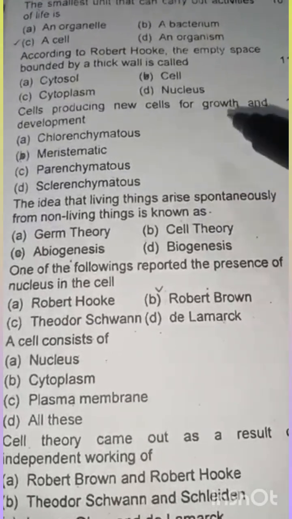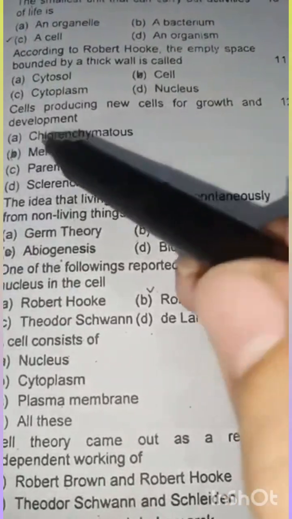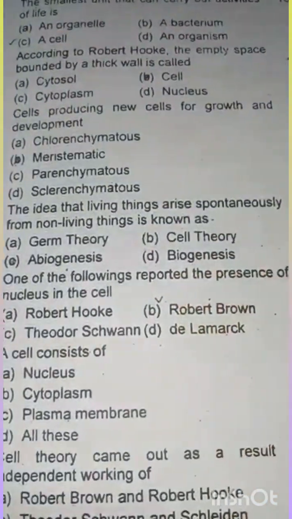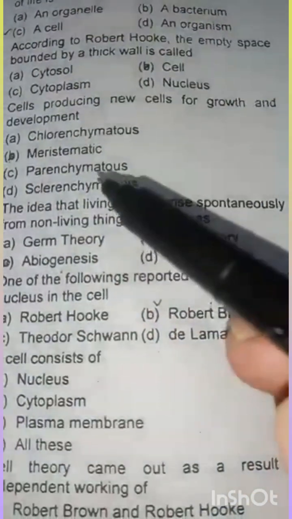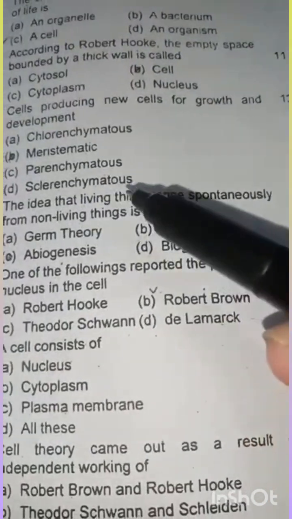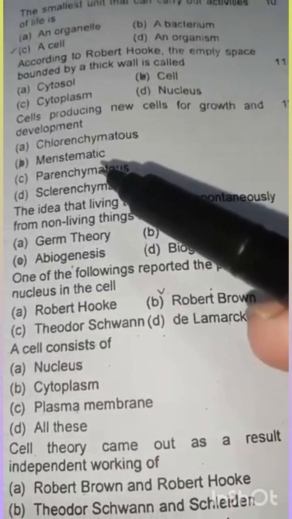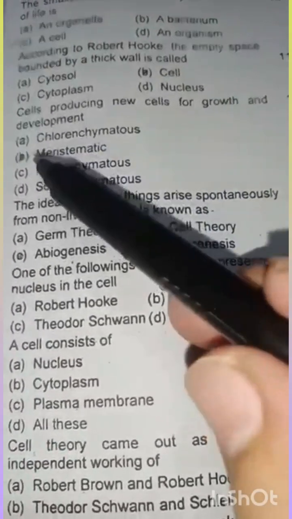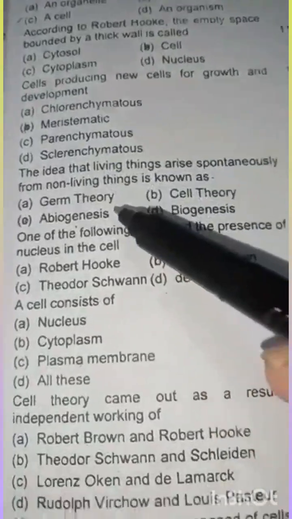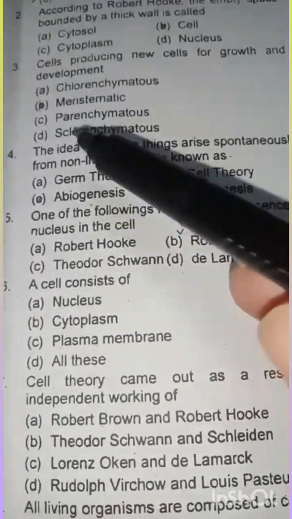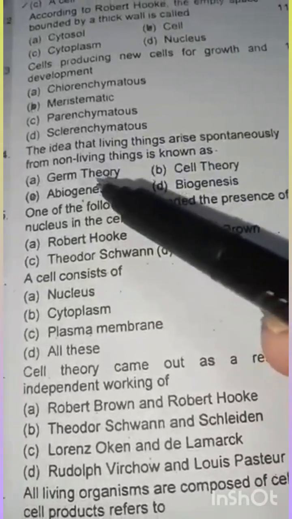Cells producing new cells for growth and development are called option A chlorenchymatous, option B meristematic, option C parenchymatous, option D sclerenchymatous. As we know that the cells producing new cells for growth and development in plants are called meristematic cells. Sclerenchymatous cells are present in hard parts just like seeds.